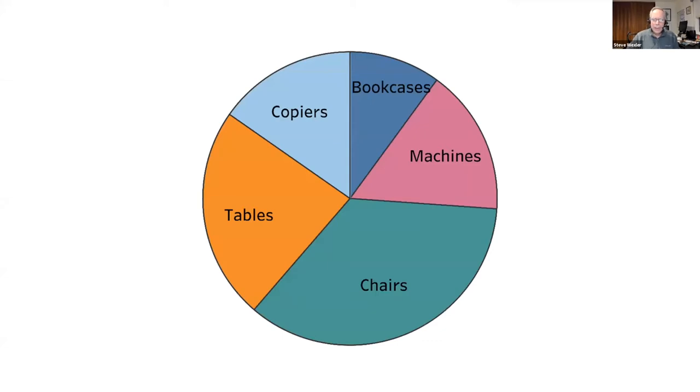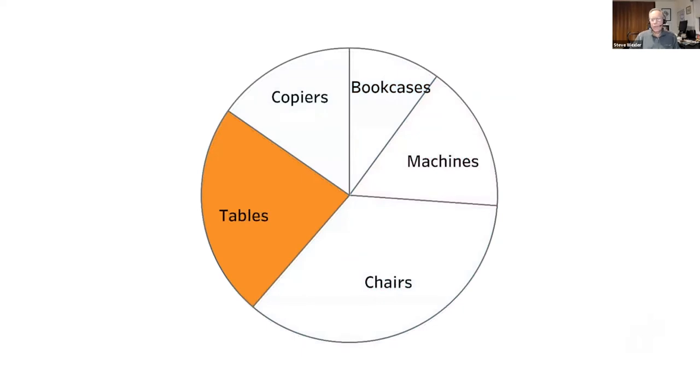Have a look at this for a second. This is not particularly useful, and I'll try to explain why. You can really only tell roughly how big one or two of the slices are. Let me try to make my point with that. Let's just focus on tables for a minute. How big a slice is tables?